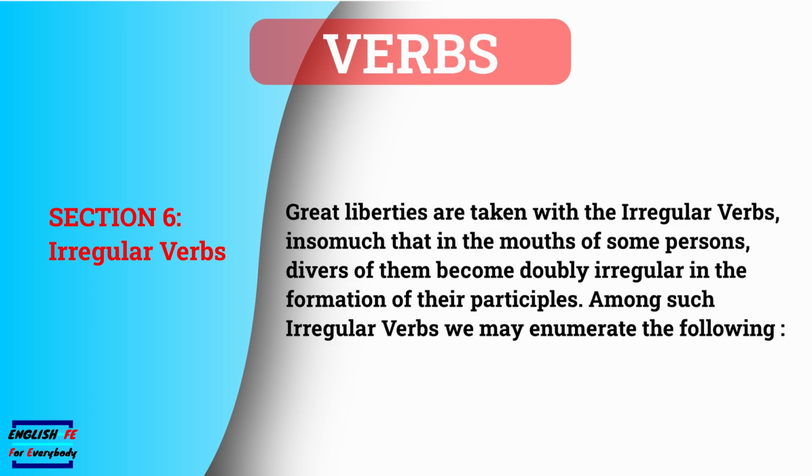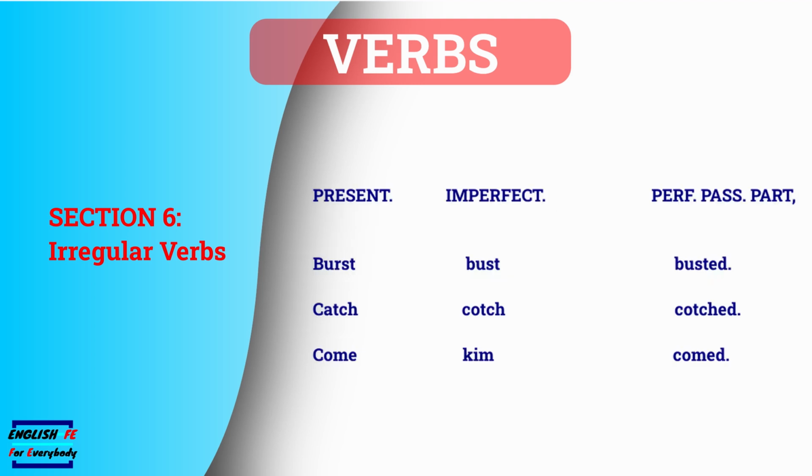Great liberties are taken with the irregular verbs, insomuch that in the mouths of some persons divers of them become doubly irregular in the formation of their participles. Among such irregular verbs we may enumerate the following: present, burst; imperfect, bust; perfect or passive participle, busted; present, catch; imperfect, cotch; perfect or passive participle, cotched; present, come; imperfect, kim; perfect or passive participle, cummed.